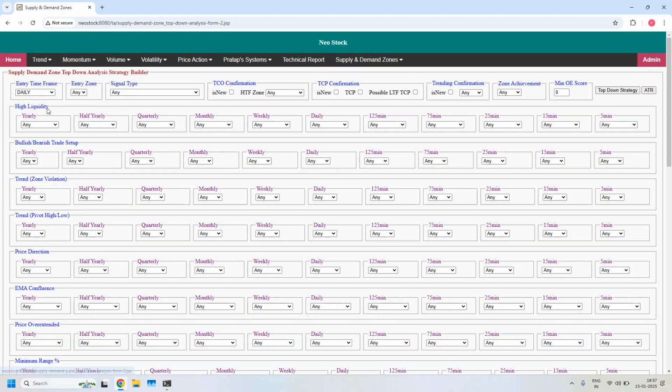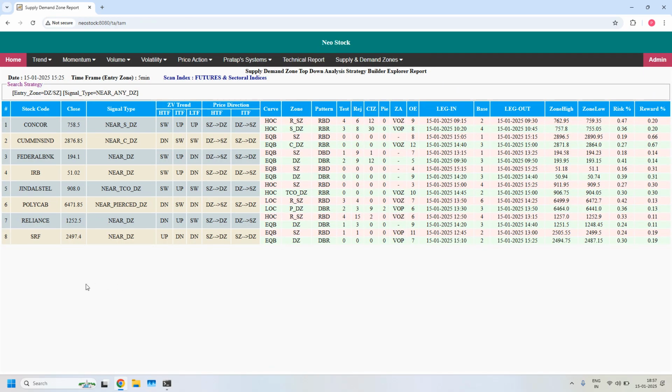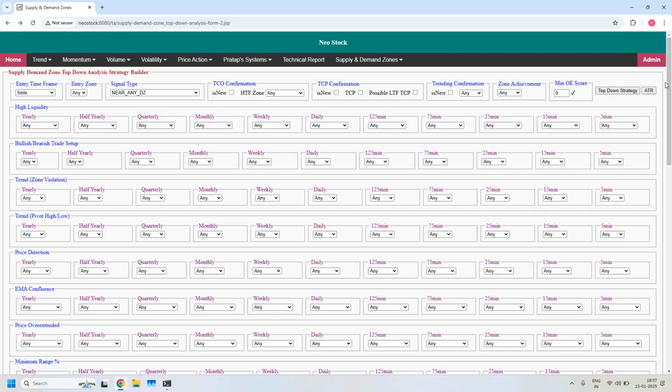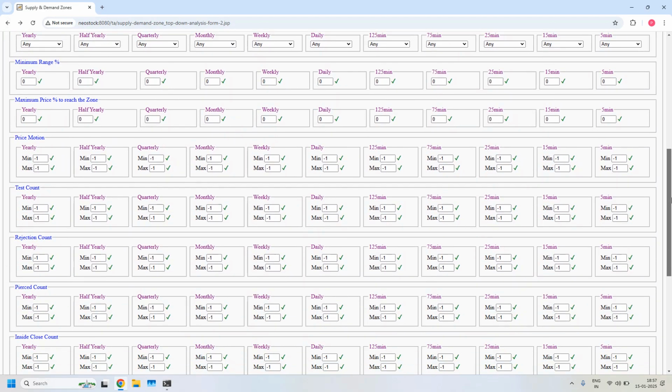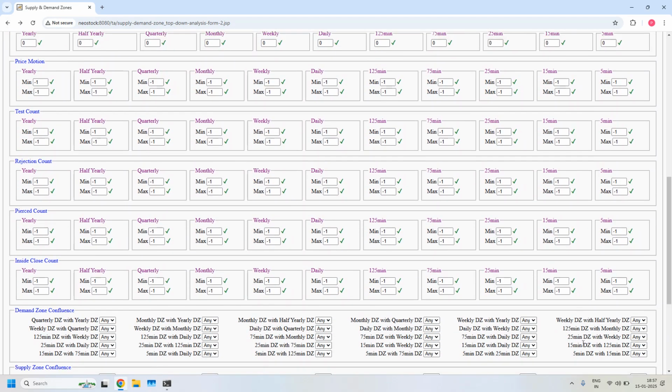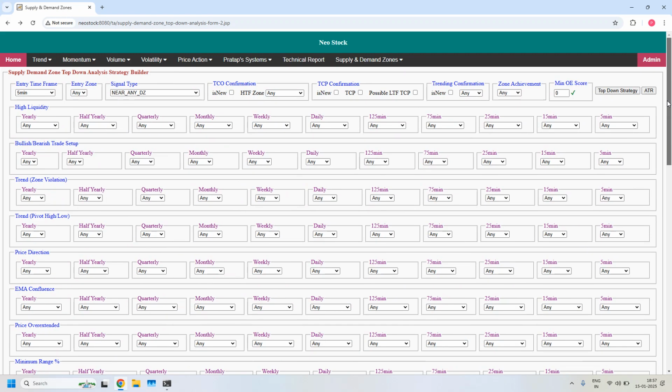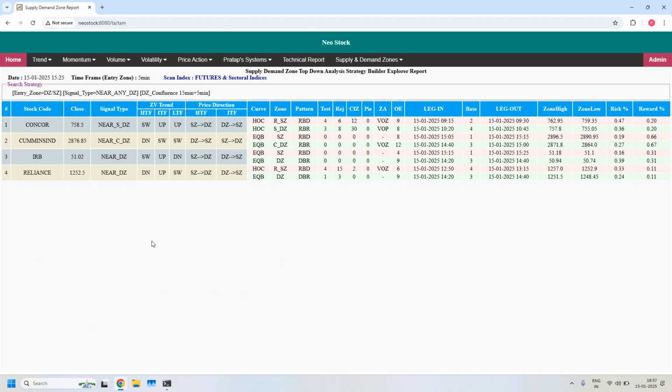Next time frame is 5 minutes. Stocks near 5 minutes demand zone. We got 8 stocks. Out of these 8, how many are having ITF confluence? That is 5 minutes demand zone with 15 minutes demand zone confluence. I am enabling the filter. Now we got 4 stocks. These 4 5 minutes demand zones are part of the 15 minutes demand zones.